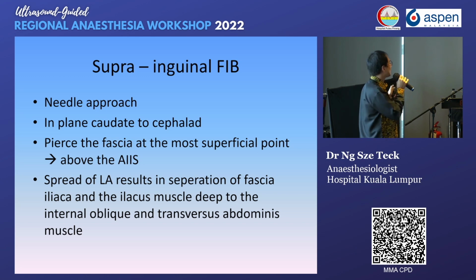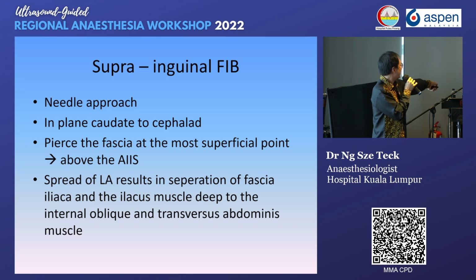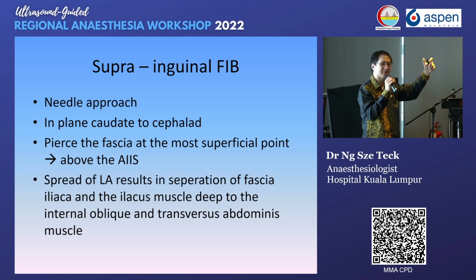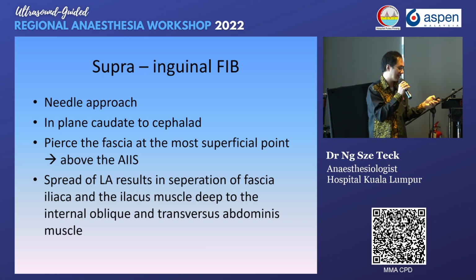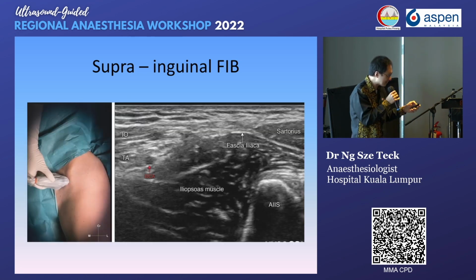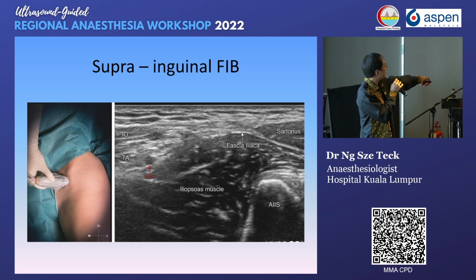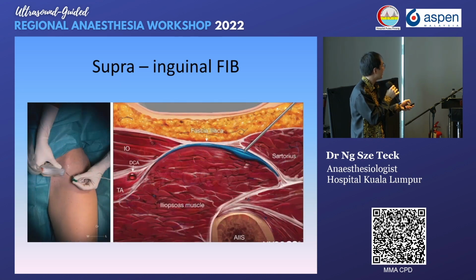All right. So you still pierce the fascia iliaca, but at the most superficial part of it, preferably above the AIIS. And you need to spread the LA deep to the internal oblique and transversus abdominis muscle, hoping to catch the LFCN and femoral nerve at their origin, when they course out from the lumbar plexus into the psoas muscle and into the iliacus, hopefully catching that. So this is the picture illustrating how we do the suprainguinal fascia iliaca block. This is the bow tie sign. So you inject here above the AIIS. Right?